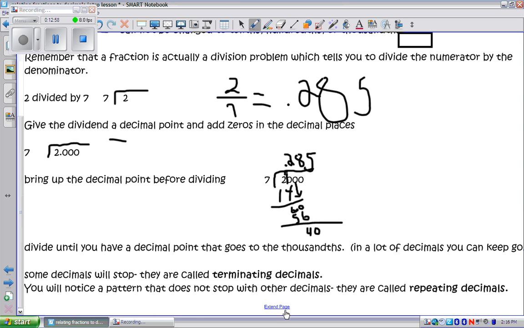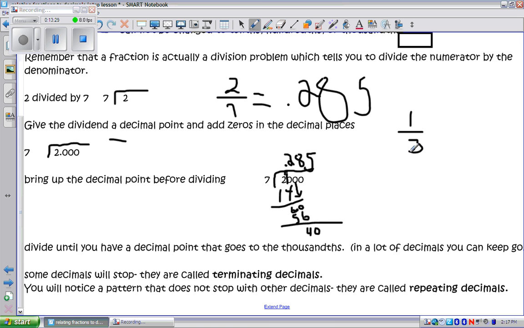As I said here, I think most of the time it's okay to divide until you get to the thousandths. In a lot of decimals, you can actually keep going, and we're going to spend some time talking about that. Some decimals, you're going to notice they stop. We call those terminating decimals. Terminating means to end, so there's actually a stop. You could add zeros afterwards, but it's still the same number. Other decimals, you notice a pattern in. They're never going to stop. We call those repeating decimals. I'm going to give you an example.